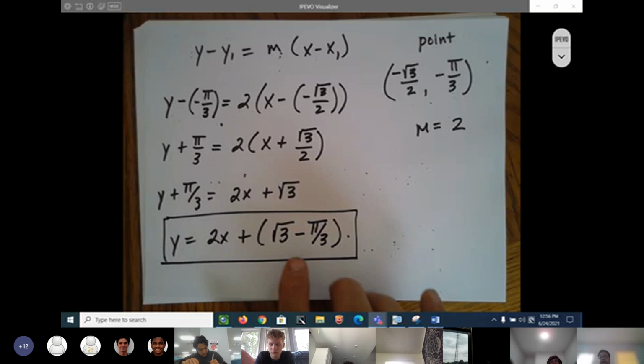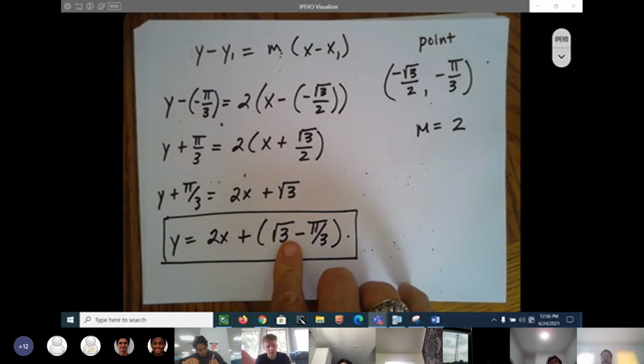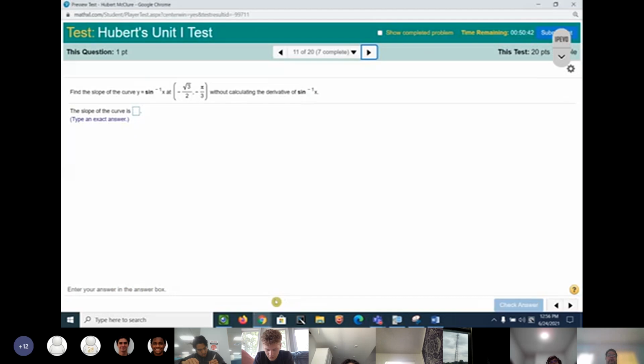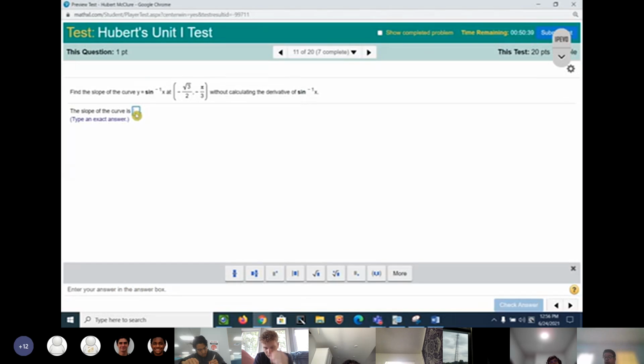And I don't know if they want you to put this in your calculator or not. Chances are they don't, because they want an exact answer. So let's see what they got for an answer. I'm going to go with y is equal to, oh, the slope of the curve is all they want. I'm sorry. 2. Thought they wanted the equation.